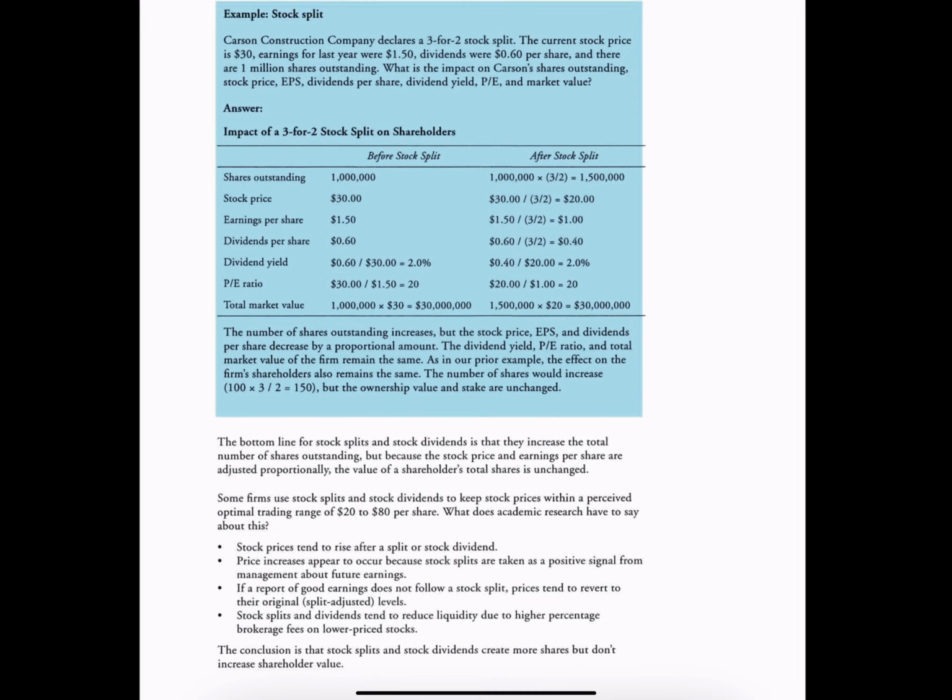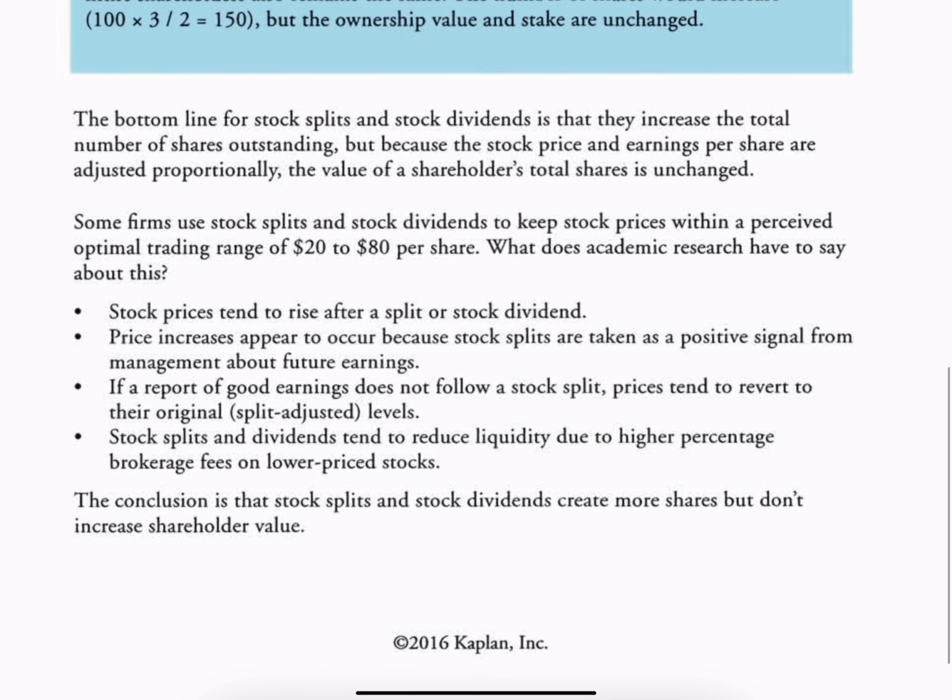Okay, as we said here, firms use stock splits and stock dividends to keep stock prices within the perceived optimal trading range. That's the main goal of the stock split and stock dividend, to maintain a range of $20 to $80 per share, because market prices of shares are fluctuating. They can increase or decrease. It's market driven. Okay, and what do academics say about this?